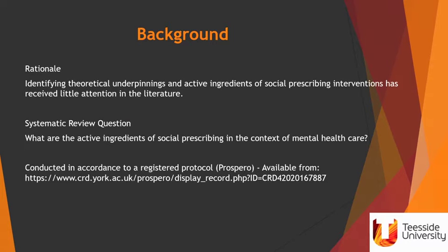We decided to look at the active ingredients of social prescribing as previous systematic reviews identified that the evidence was mixed and lacked theoretical underpinning. The review focused on adults who had been referred either by primary care, secondary care, the third sector, or had self-referred to a social prescribing service or intervention. The intervention and services were based in the UK due to the differing health care systems around the world and the varying levels of need.